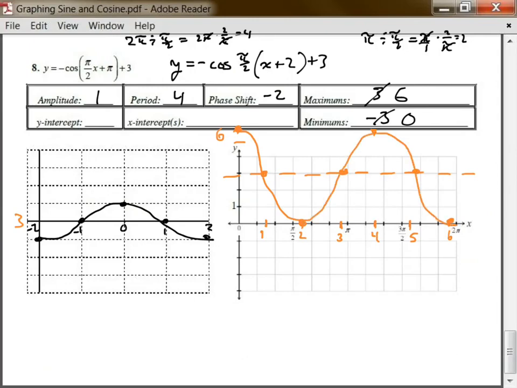Alright, that looks good. Alright, I'm not going to forget this time. X-intercepts are 2 and 6. And let's see, the y-intercept is at 6. That's how you do it.